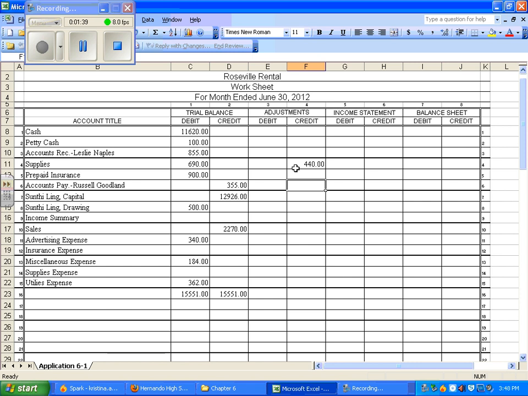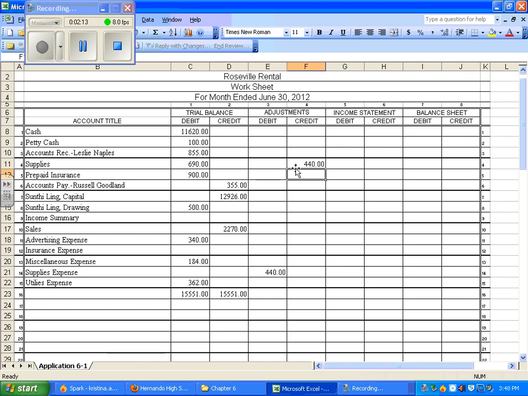Now, this adjustment to supplies represents the amount of supplies that we used in the period. So in the month of June, we used $440 worth of supplies. When we use an asset in order to make revenue, that asset becomes an expense. So that $440 represents the amount of supplies that we used. It becomes an expense, so it's going to be a supplies expense. So we're going to debit supplies expense.